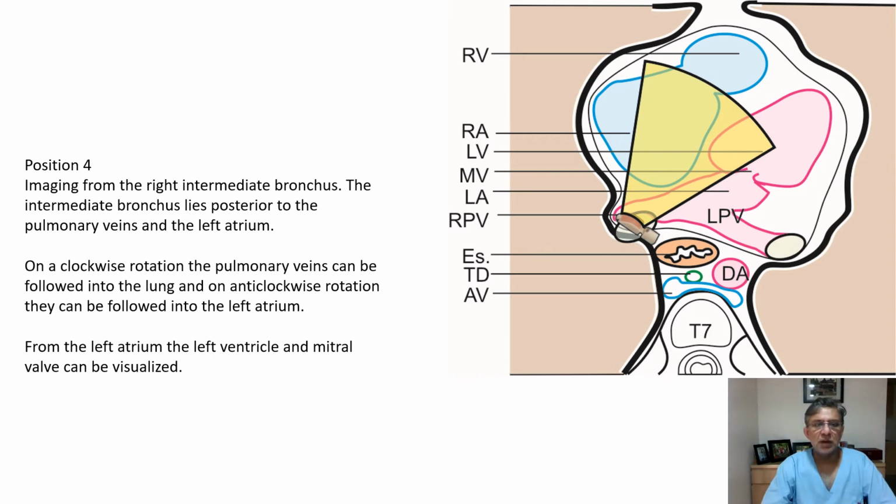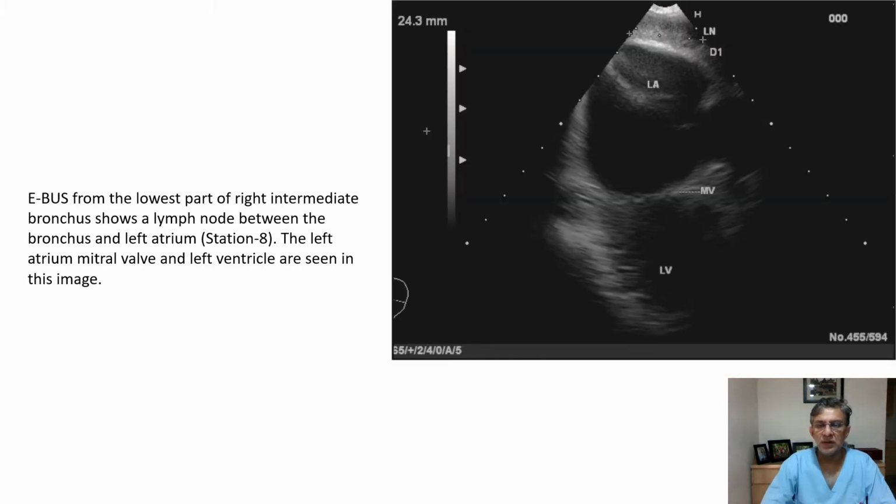This is imaging from the intermediate bronchus, station 4, which lies posterior to the pulmonary veins and the left atrium. On a clockwise rotation, the pulmonary veins are seen going into the lung, and on anti-clockwise rotation, these pulmonary veins are followed into the left atrium. Through the left atrium, we can see the mitral valve and the left ventricle. This is an image where we are seeing the left atrium, the mitral valve, and the left ventricle through the mitral valve.